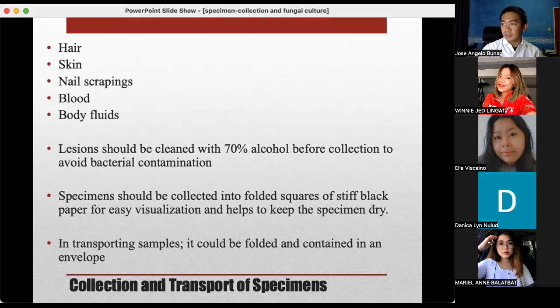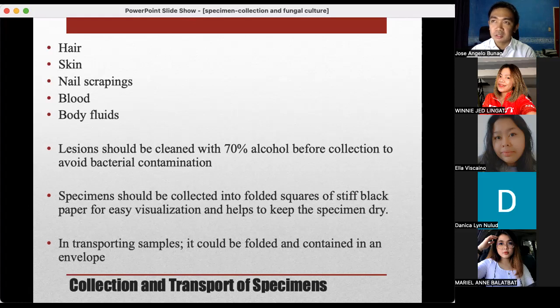Okay, another, we have your blood. Yung blood, particularly from septicemic patient, they can harbor known pathogenic and opportunistic fungi. The most common being your Candida species. Usually, this is collected if fungemia or the presence of fungi in the blood is suspected. So it can be collected, yung blood, in your brain heart infusion or your isolator tube.